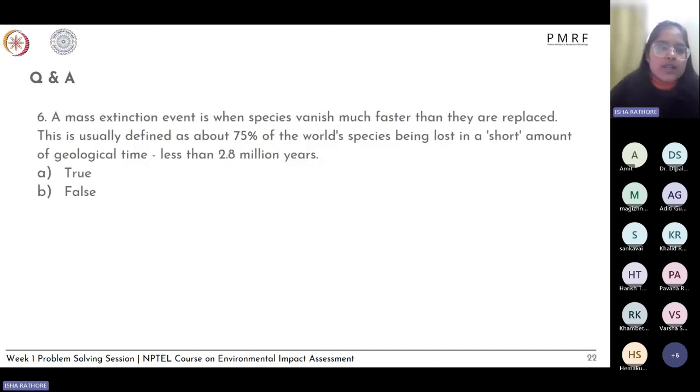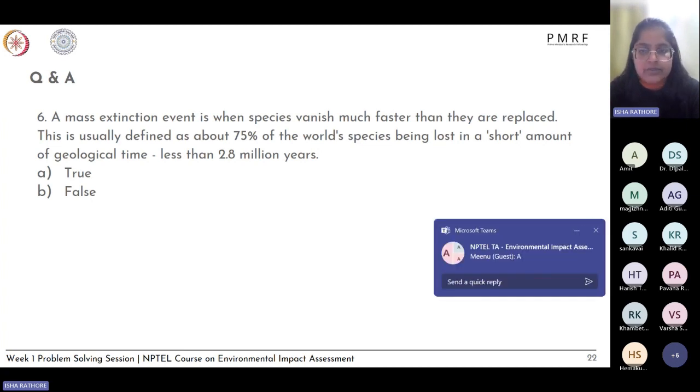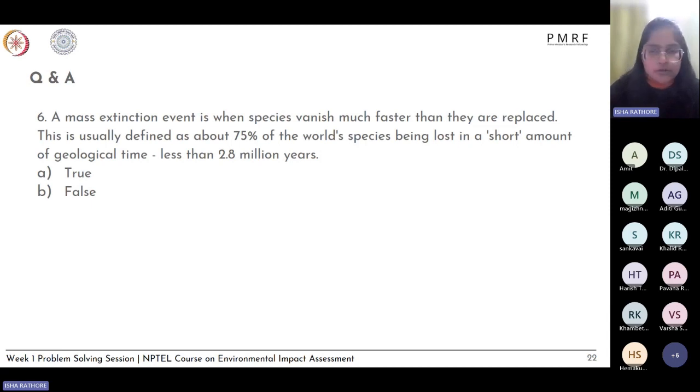Okay, so moving on to question 6. This is a true and false question. A mass extinction event is when species vanish much faster than they are replaced. And this is usually defined as about 75% of the world's species being lost in a short amount of geological time, which is less than 2.8 million years. So is this statement true or false?